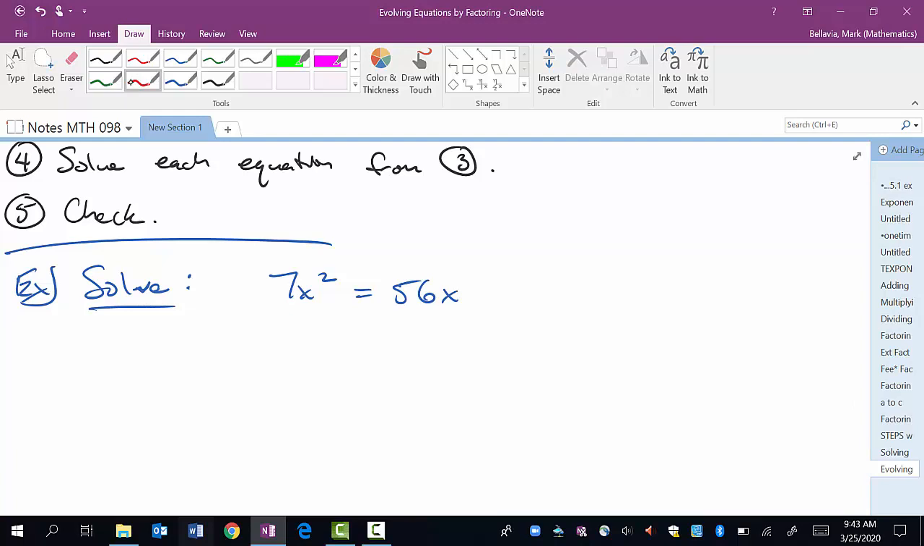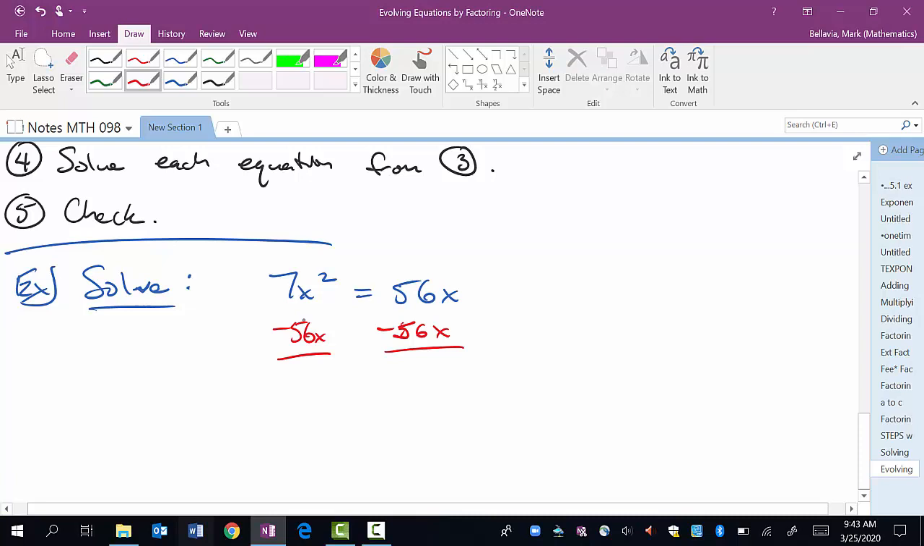All right, the first thing you should do, remember, is get one side equal to 0. You know this because you have a quadratic, a power of 2. And really, for any power of 2 or higher, you're going to want to solve this way by getting one side equal to 0. So I'll move the 56x from the right side over to the left, and I do that by subtraction because this was a positive 56. So we're going to subtract 56x from each side.